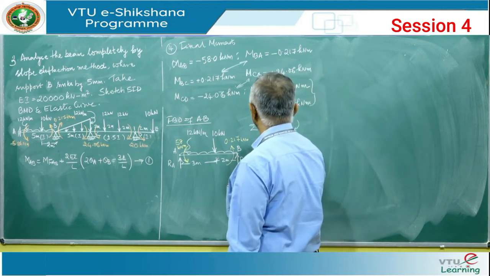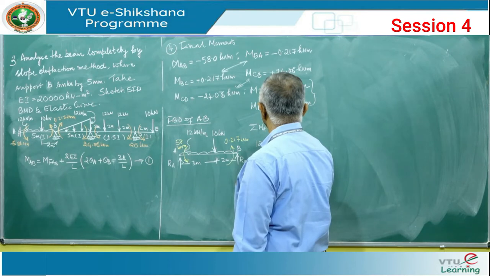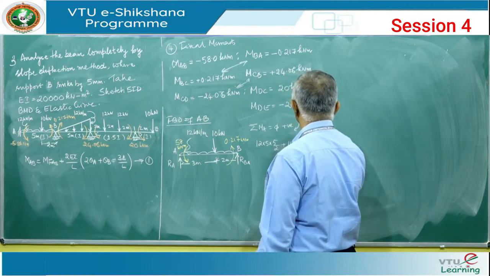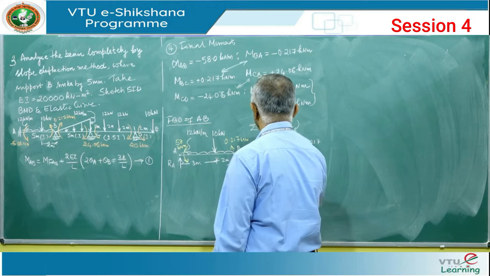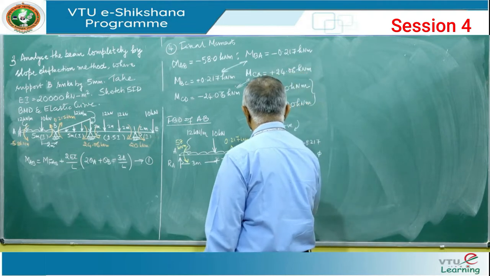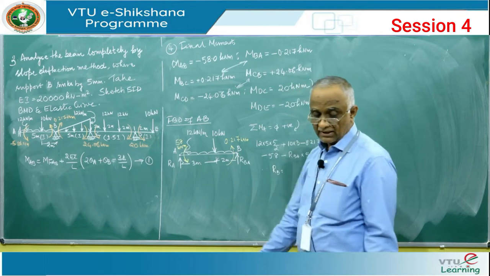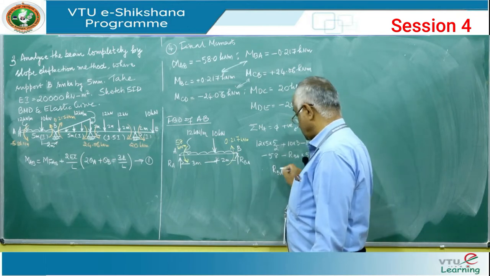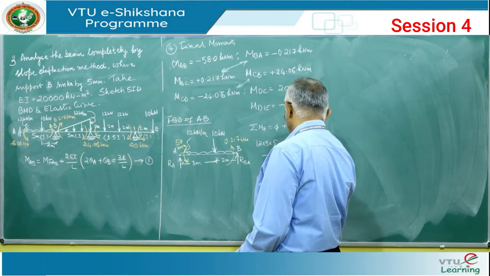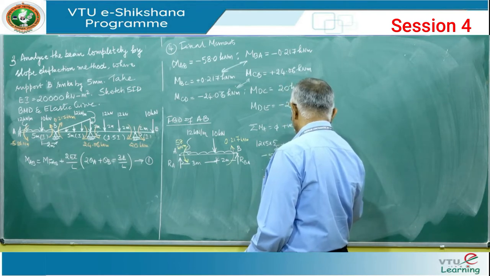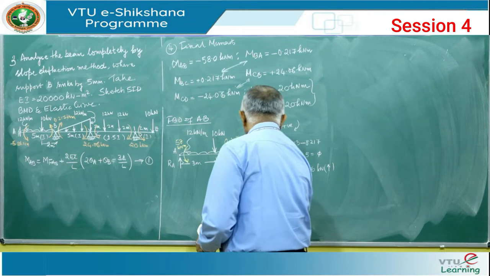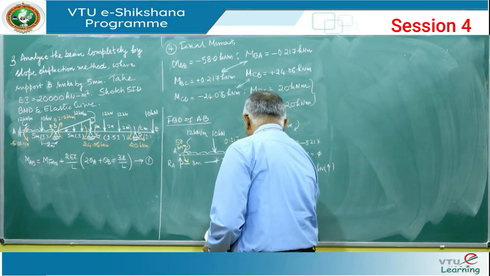So now again, 12 × 5 × 5/2 plus 10 × 3 minus 0.217 minus 58 minus RBA into 5 is equal to 0. Simple calculation, RBA is equal to 24.36. So kindly check these answers, 24.36 at RBA. So use the other equation of equilibrium, sigma of Fy equal to 0.